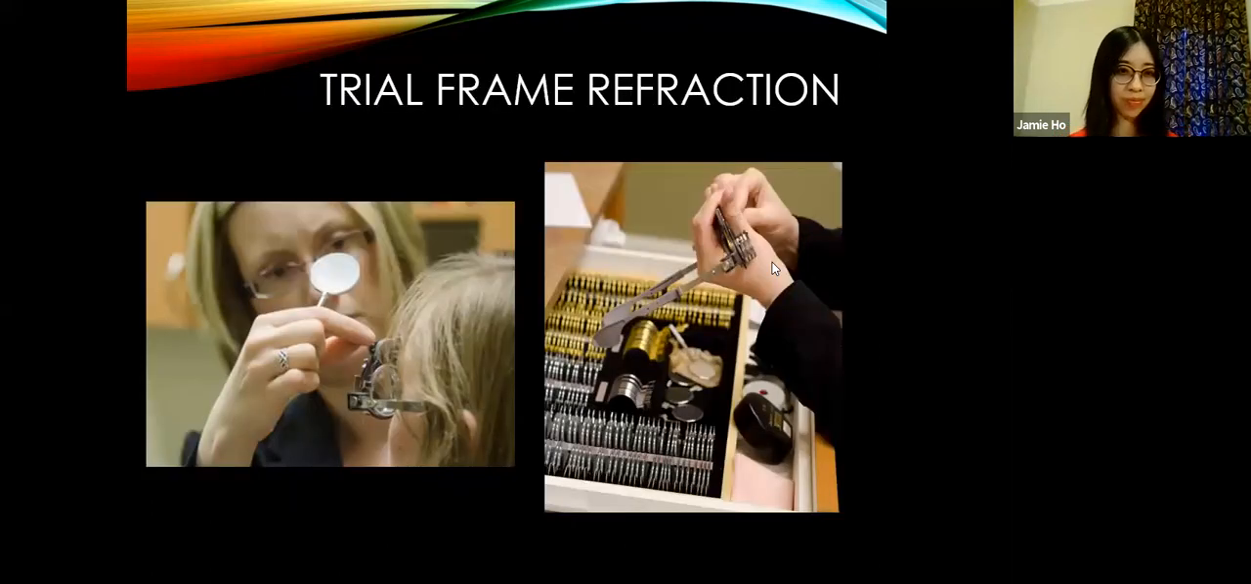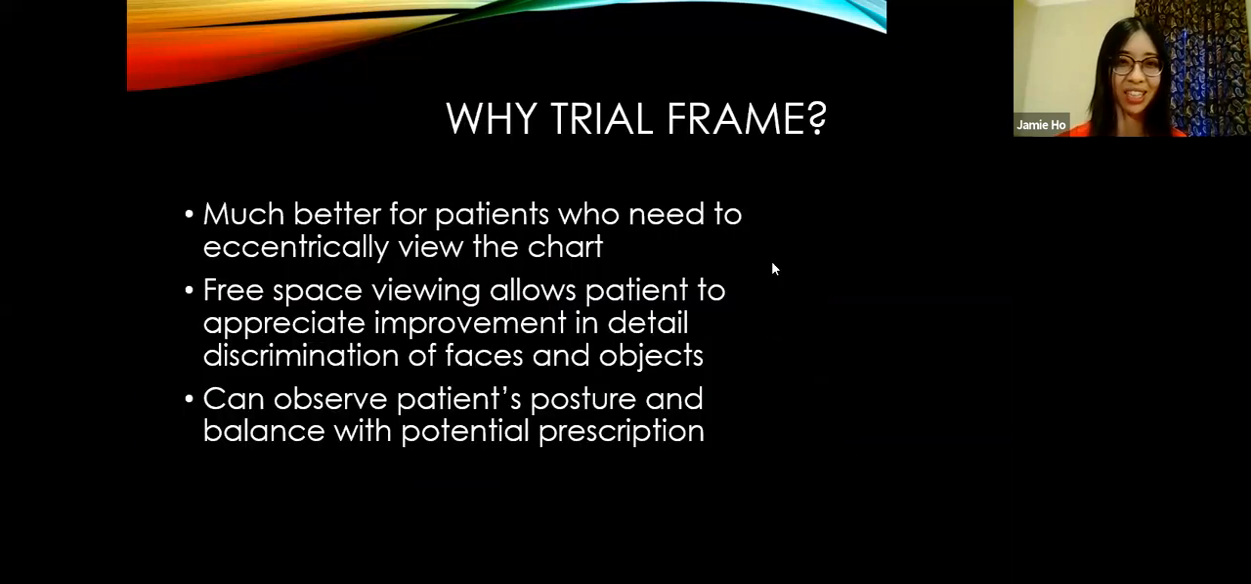Okay, so I do trial frame refraction. I actually don't use my phoropter a whole lot. And yes, some people might be saying it's a little more time consuming, but I can change the lenses out really quick. And if you practice, you get pretty good at it. So why would we trial frame?